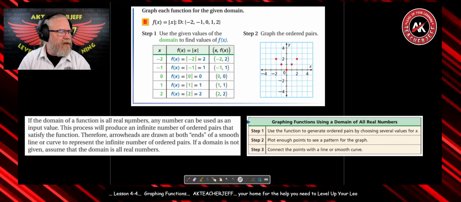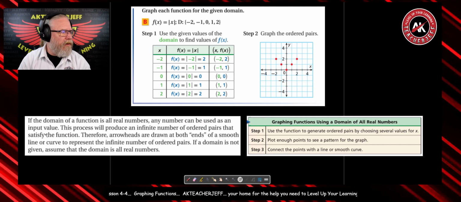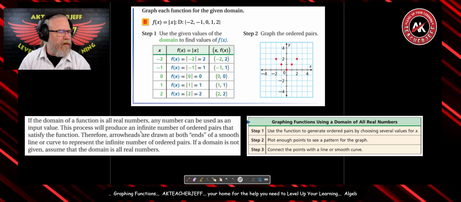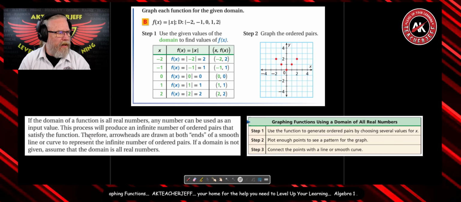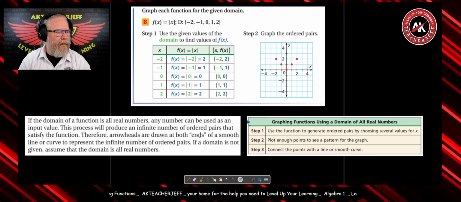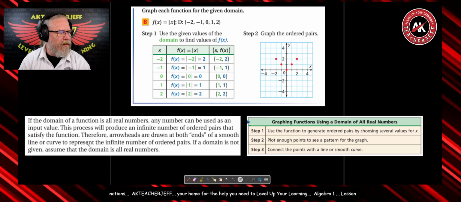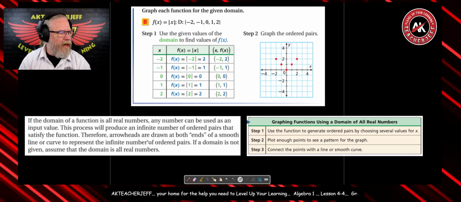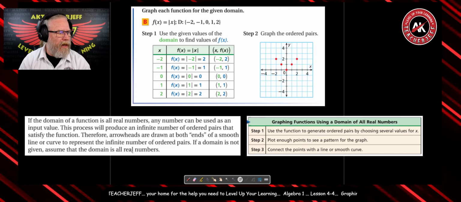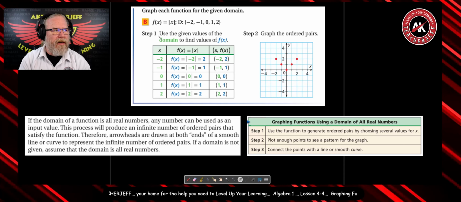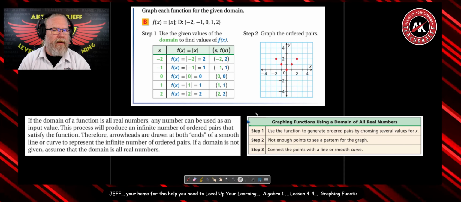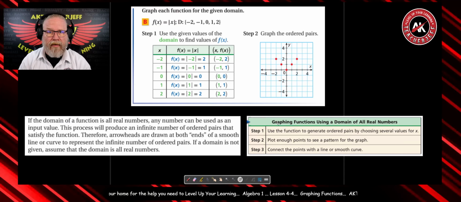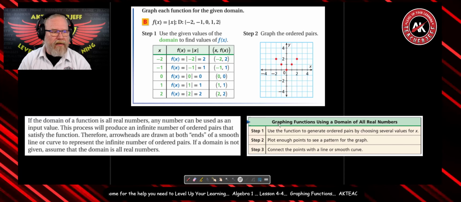If the domain of a function is all real numbers, any number can be used as an input value. This process will produce an infinite number of ordered pairs that satisfy the function. Therefore, arrowheads are drawn at both ends of a smooth line or curve to represent the infinite number of ordered pairs. If a domain is not given, assume that the domain is all real numbers. So if they don't tell us the domain, we'll assume that we can plug in any real number as an x value to get back another real number, which would be our y value.